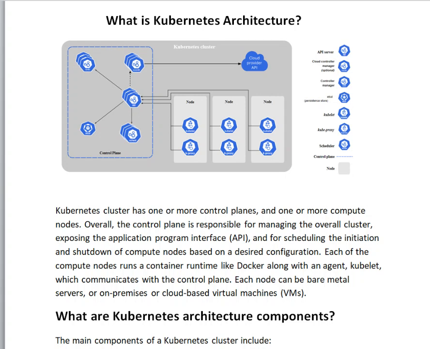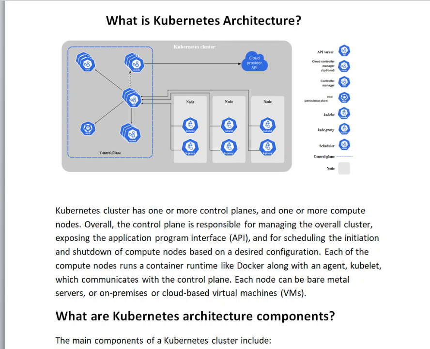Each of the compute nodes runs a container runtime like Docker, along with the agent kubelet, which communicates with the control plane. Each node can be a bare metal server, on-premises, or a cloud-based virtual machine.